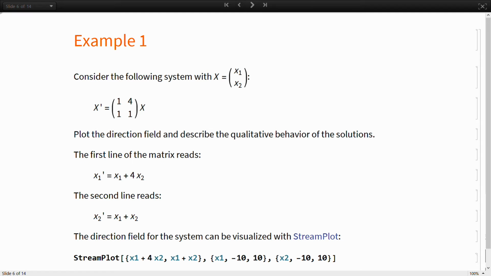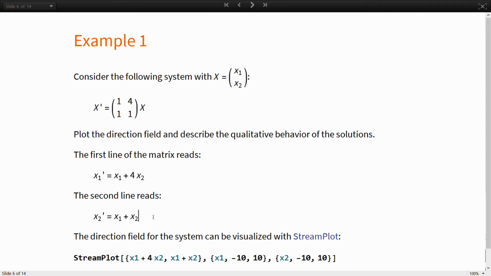To show how we can use the method discussed on the previous few slides, consider the system of differential equations here. The capital X vector is the vector of variables and has components of x1 and x2. We would like to first plot the direction field to get a qualitative understanding of the behavior of the solution. We will then find the general solution in the next example. We can first write down the two equations in the system of differential equations explicitly. The first row of the A matrix implies the equation here, while the second row gives the equation here.